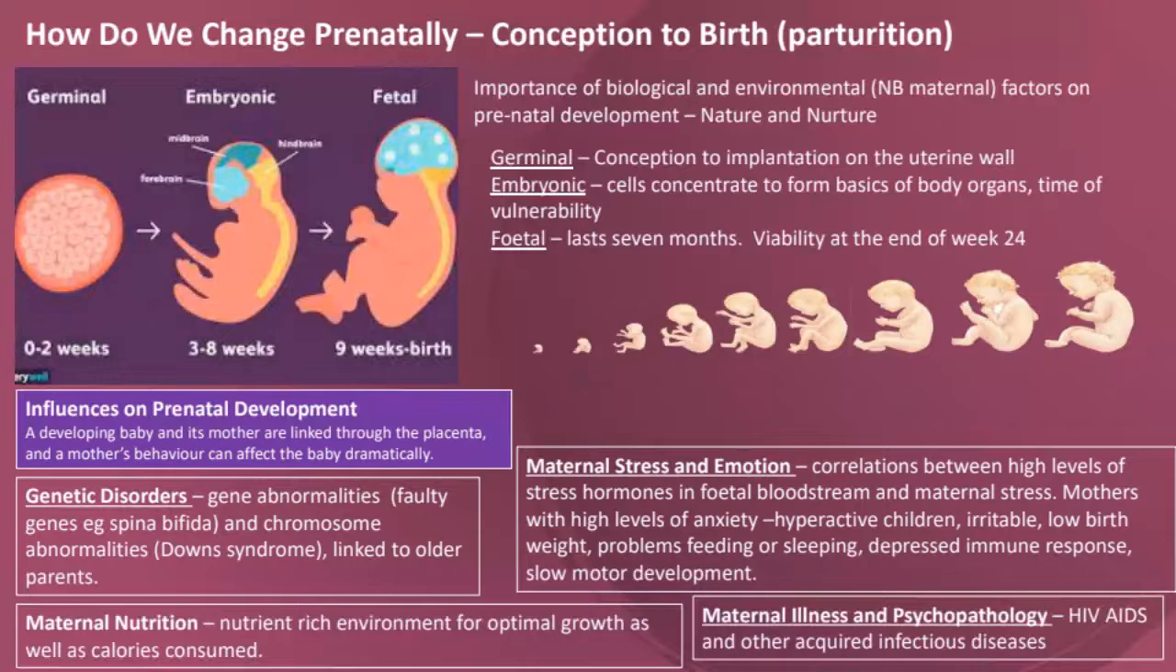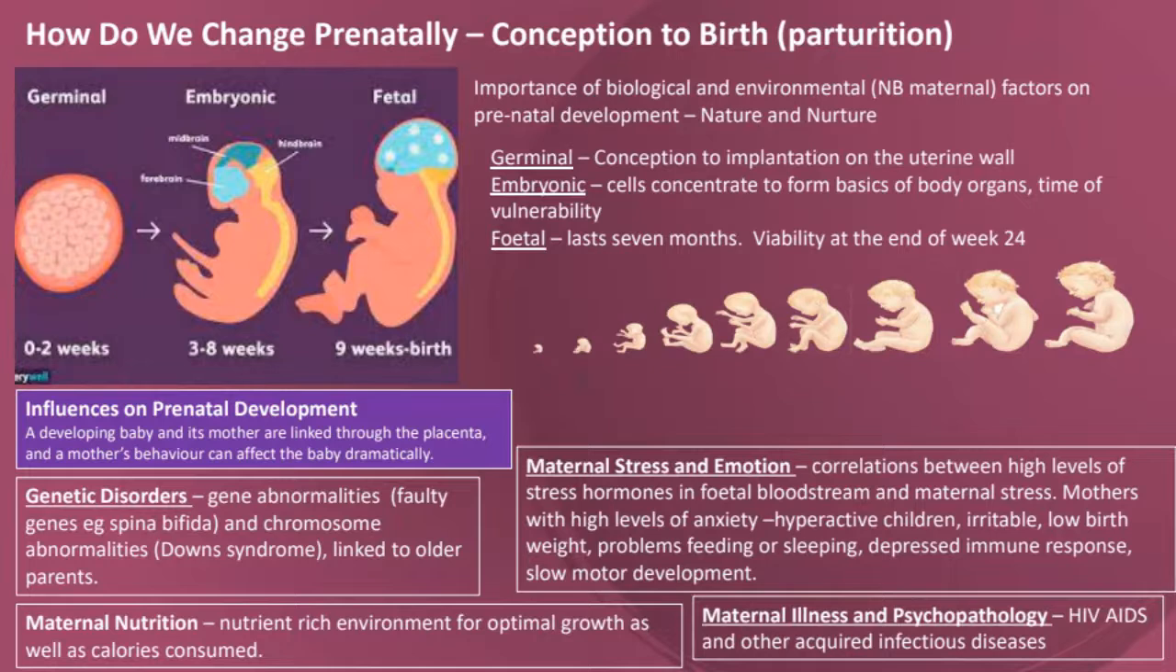Firstly, we talk about genetic disorders. Sometimes in children, regardless of what the mother does, there can be a genetic disorder that carries through into the child. Sometimes that happens with older parents. There can be a risk of certain genetic problems. You have abnormalities in the genes, which could be faulty genes with the mother and the father, and that could lead to something like spina bifida.